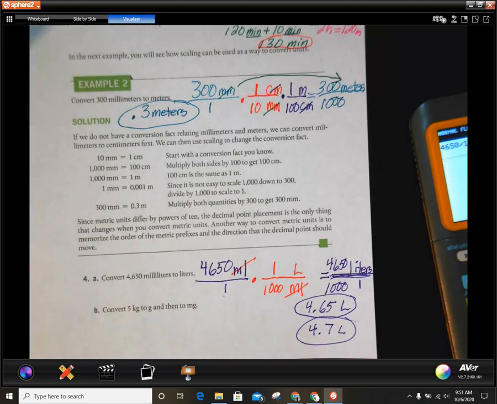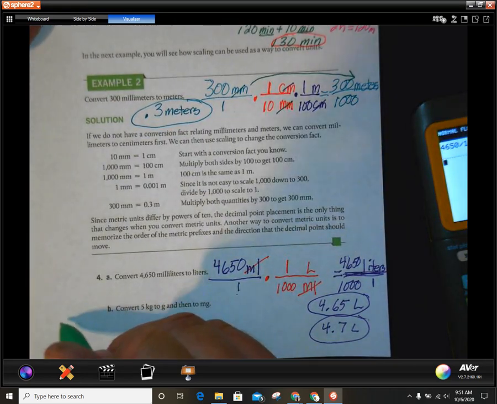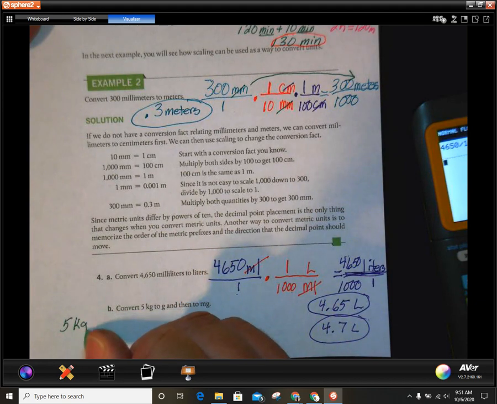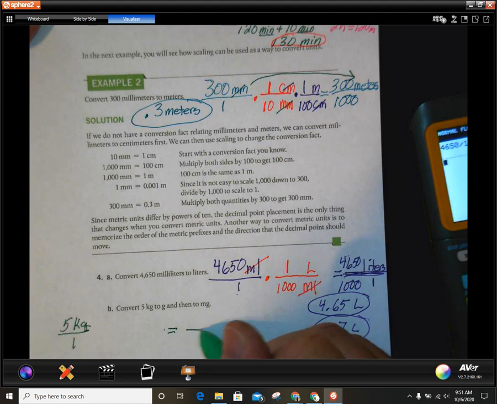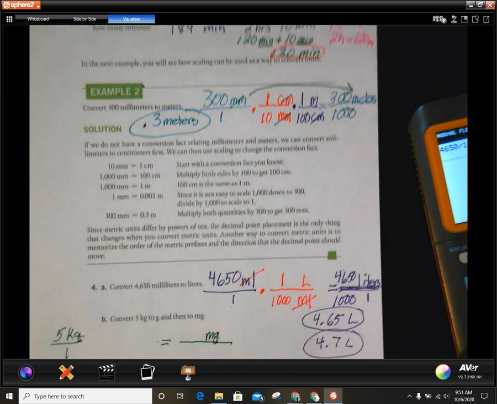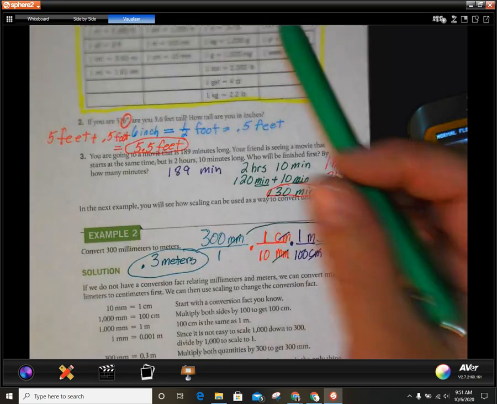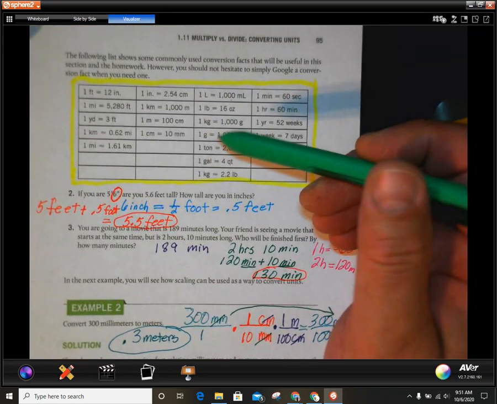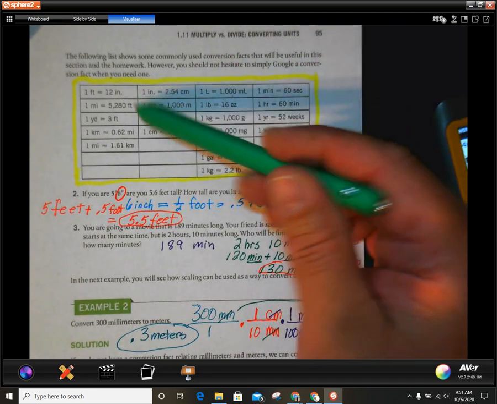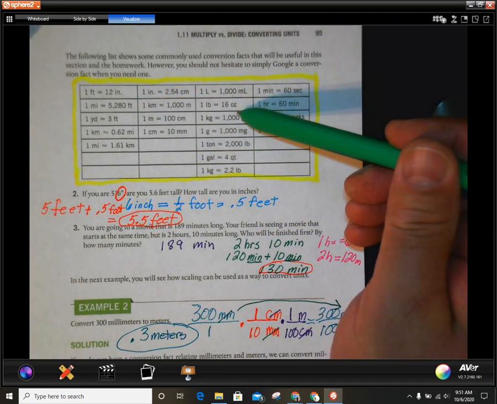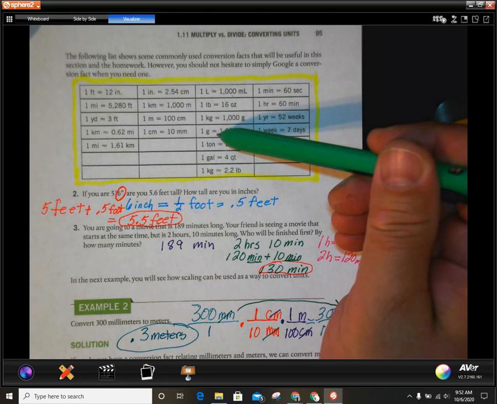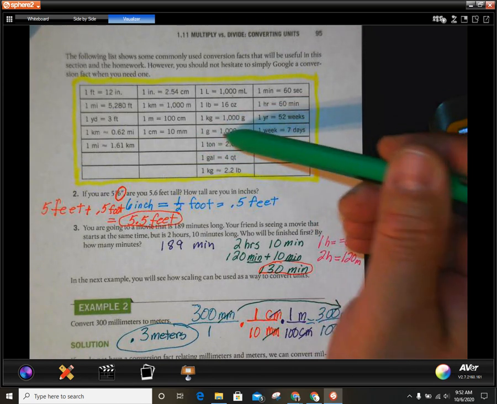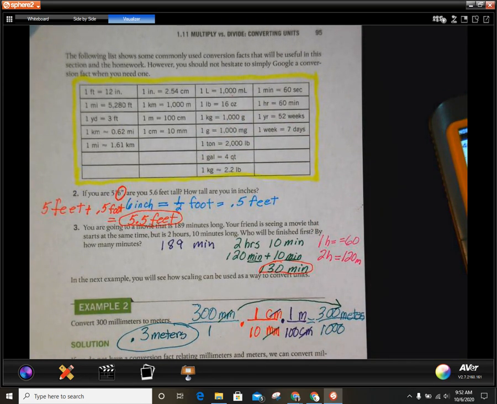B. Convert 5 kilograms to milligrams. Okay, I'm going to go up here on my chart, see if there's a relationship between kilograms and milligrams. Let's see. Here's milligrams. I got grams. So here's a unit of 1 I'm going to use. I'm going to have to probably multiply this a couple of times.